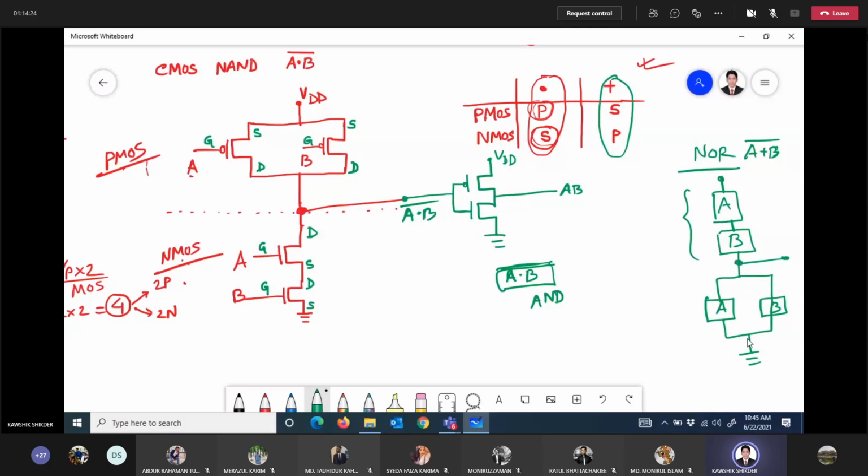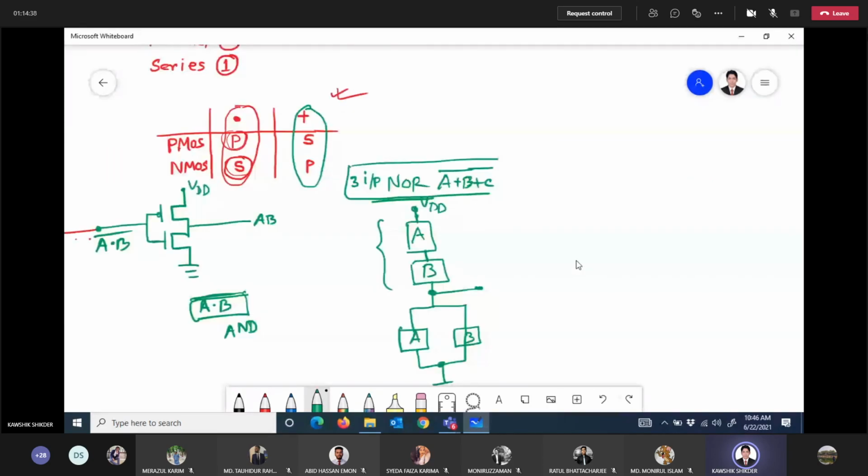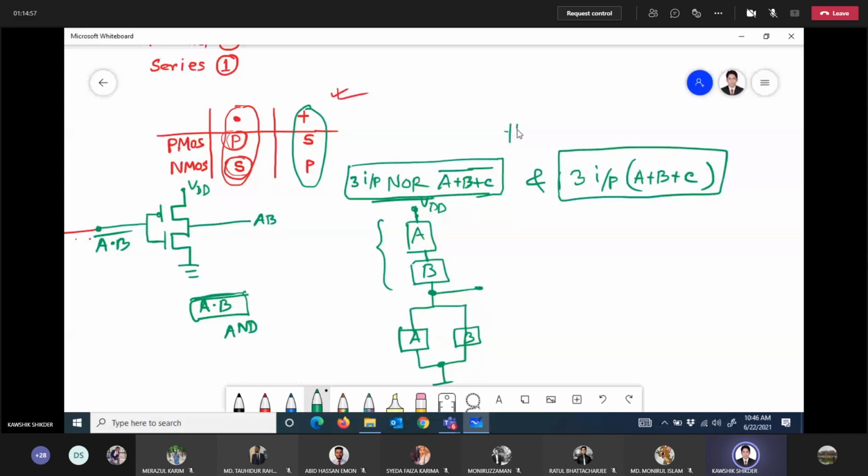So please practice at home a 3 input NOR, A, B, and C. It will be your homework. 3 input NOR along with OR. Three input NOR first, then you pass it through an inverter, then you will get 3 input OR, A plus B plus C. Can you solve? Yes, sir, it's possible.